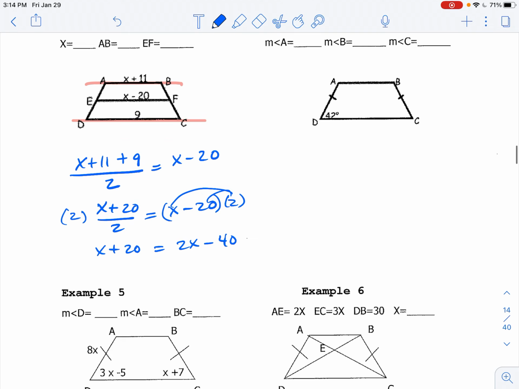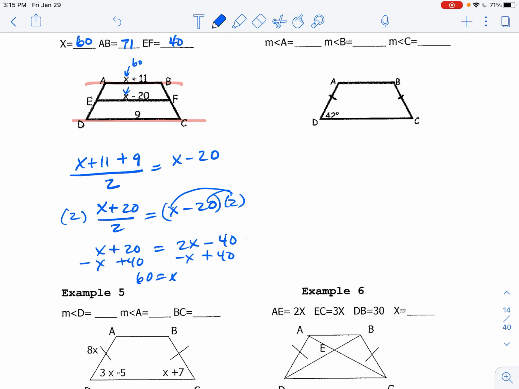Well, now I just have some algebra to do. Let's subtract x and add 40 to both sides. So this is 60 is equal to x. So I know my x is 60, and now if I plug in 60 to each of these x's, that's going to give you 71 for AB. And if I plug in 60 here, 60 minus 20 is what, 40? All right, and that one's done.